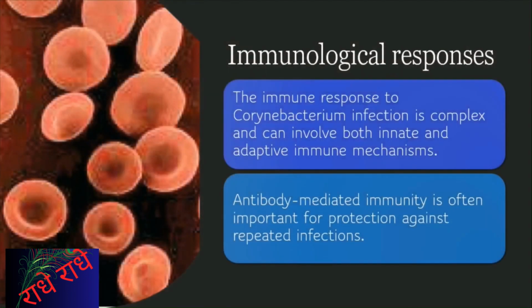Corynebacterium is a pathogen commonly found in the environment which can cause infection in humans. The body's defense against it involves both innate and adaptive immune responses, of which antibody-mediated immunity is the most important in providing protection from recurring infection.